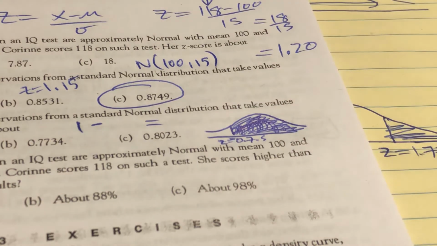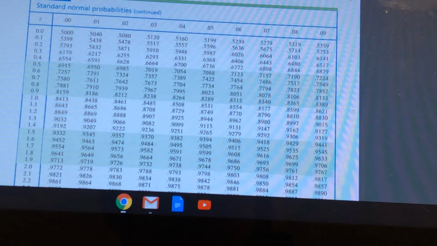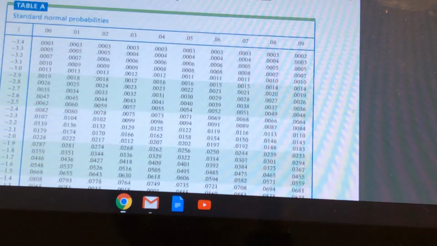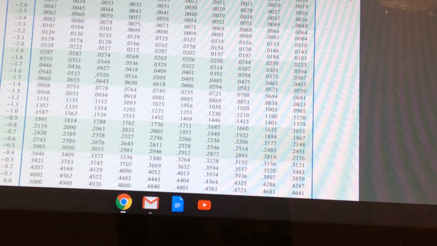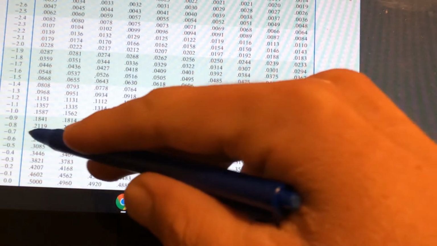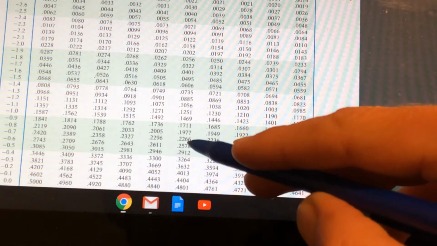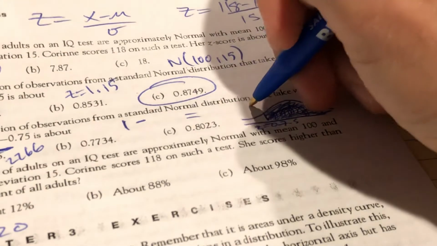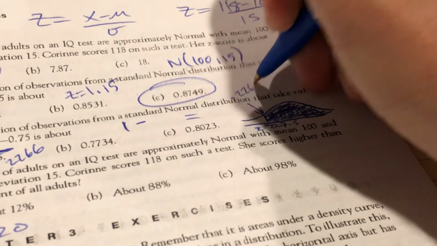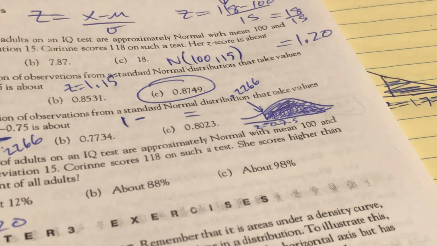Okay, so what we do is we look on the left side now, the negative side of the Z table. There is a T table. We look for a negative 0.75. All right, negative 0.7, and with the paper right in front of you, you'd be able to match it up with a 5. Negative 0.75 gives 0.2266. That makes sense. The area to the left is not much.